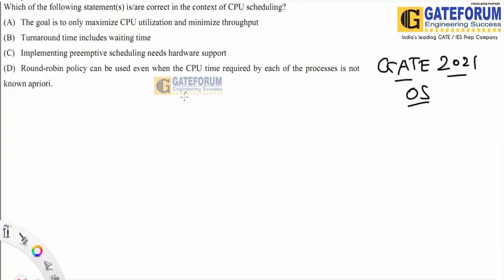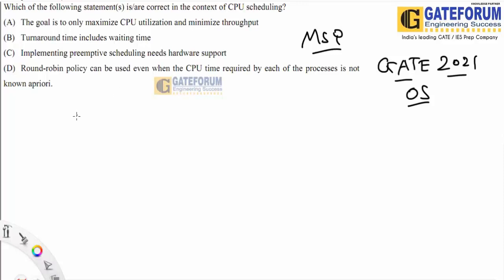So the question is pretty simple. Which of the following is correct related to CPU scheduling? It is an MSQ question, so we need to check all the options. The first is: the goal is to only maximize the CPU utilization and minimize the throughput.